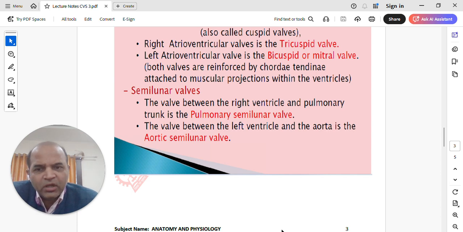And the other valve is in between the left ventricle and the aorta. The left ventricle has oxygenated blood, which is purified by the lungs. After that the blood reaches the left atrium, then goes from the left atrium to the left ventricle, and from the left ventricle to the aorta. So between the left ventricle and aorta is the aortic semilunar valve.